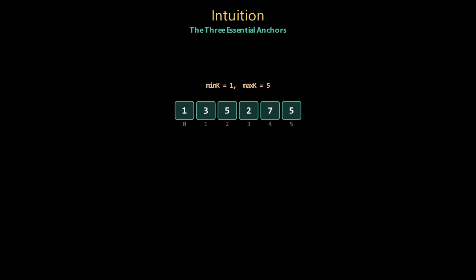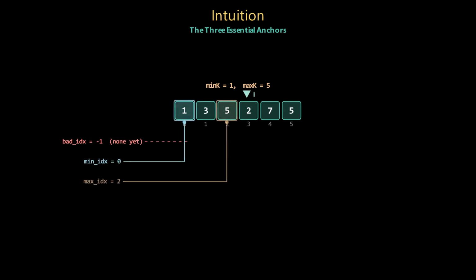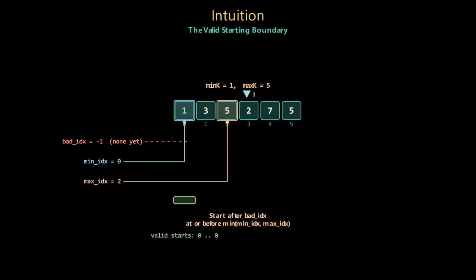To answer this question at any position, our algorithm only needs to remember 3 pieces of historical information: the index of the last seen out-of-bounds element, the most recent position of our target minimum, and the most recent position of our target maximum. For a subarray ending at our current position to be completely valid, it must satisfy 2 conditions simultaneously. It must start after the last out-of-bounds element to avoid being poisoned, and it must start at or before the leftmost target boundary so that both the minimum and maximum keys are safely trapped inside.